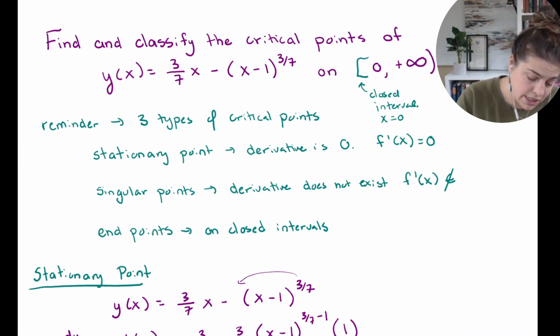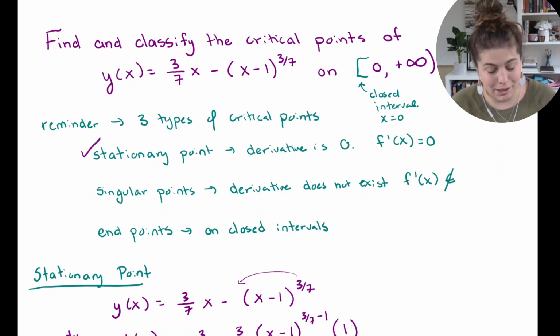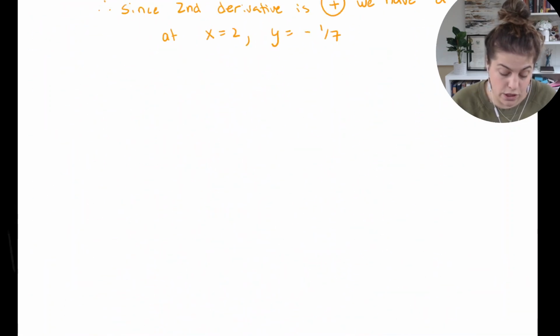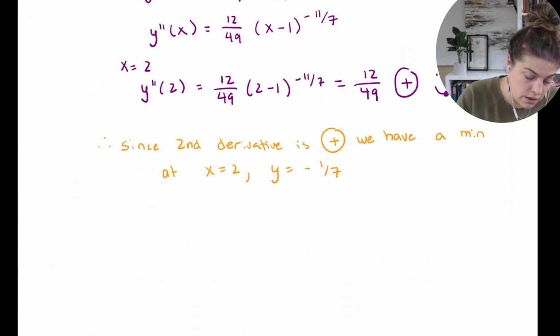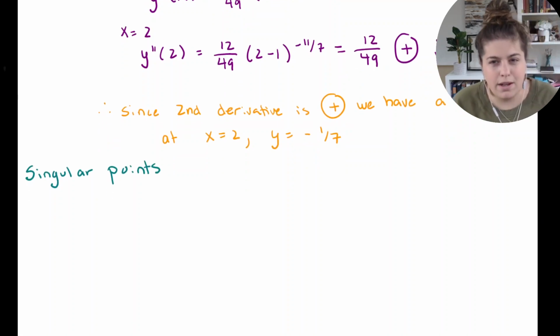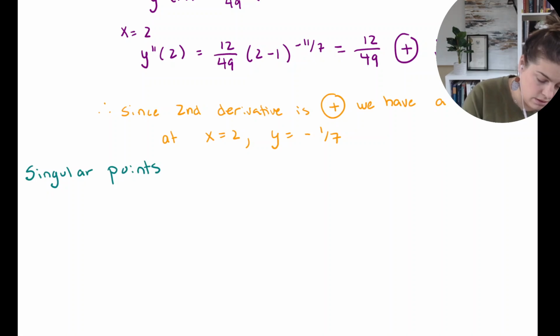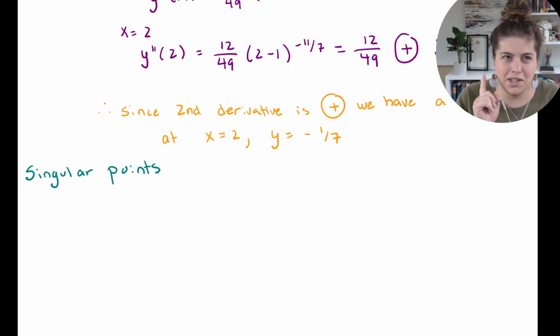We did just figure out the stationary point, but now I also want to look at singular points. And singular points do not show up on every question, nor do endpoints. That's why they get missed when they do show up. Okay. So singular points are where the derivative doesn't exist, but the function does.